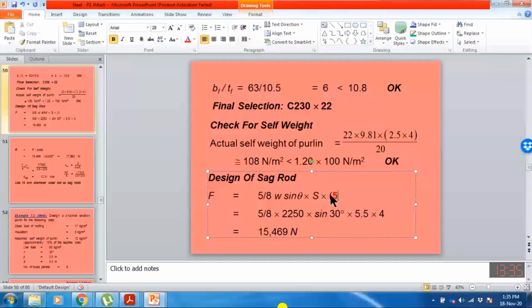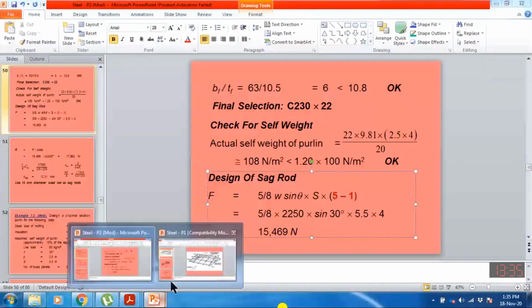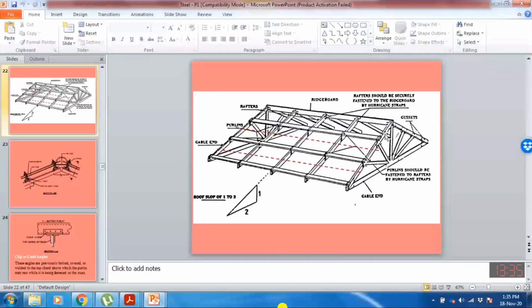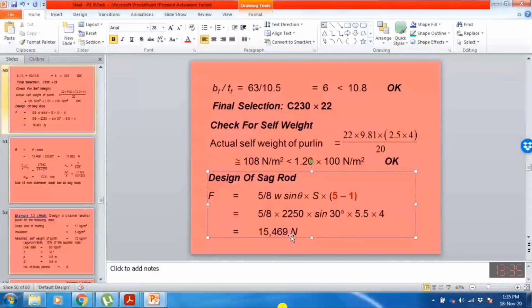Again, I will explain from here. 1, 2, 3. If we are having 3 panel on the one side, then we will have the 4 purlin. So number of the sag rod will be equal to number of the panel on one side. You can also say like this. So this is the force in one sag rod multiplied by number of panel on the one side or number of the purlin minus 1. So we are having total force in the sag rod.